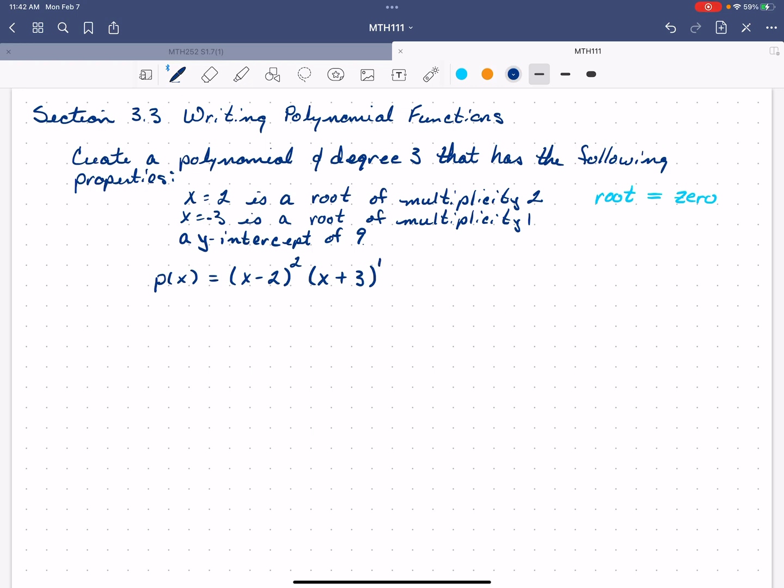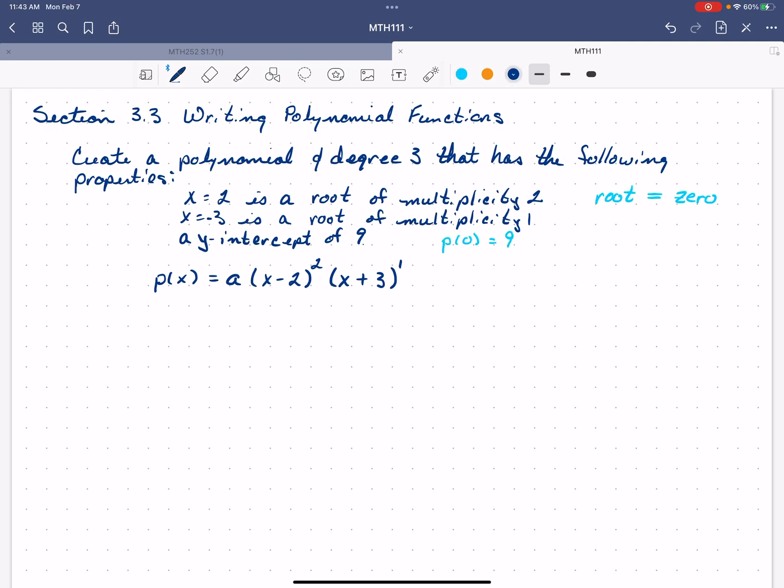Now, I haven't yet used that y-intercept, and in fact, if I test this, I'm not going to have a y-intercept of 9, which means I need a leading coefficient that will change that. So I'm just going to put a placeholder in there. But this statement that there's a y-intercept at 9 really means that p of 0 equals 9.